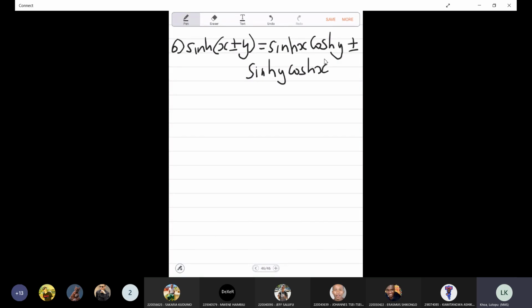Okay, sorry about that. If you remember, with the sine of x plus y, you would say sine of the first one times cos of the second one plus sine of the second one times cos of the first one. So that identity is pretty much the same. When you're adding, even here you're adding. When you're subtracting, even there you are subtracting. So it is pretty much the same.